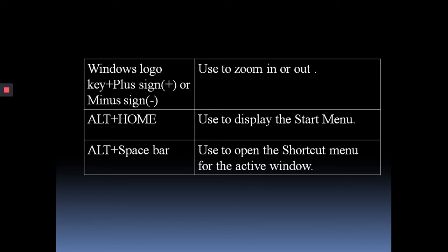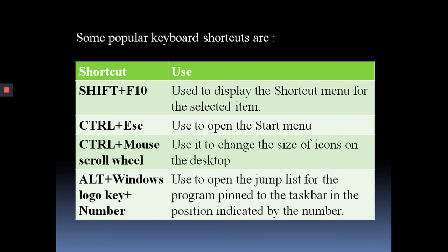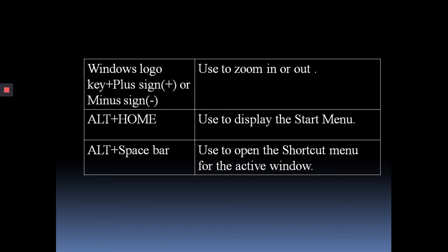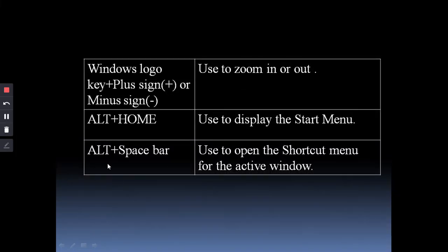The next one is Alt plus Home. It is used to display the start menu. Already, if you want to open the start menu, it means Control plus Escape. If you want to display the start menu, it means Alt plus Home. This is the difference between opening a start menu and displaying the start menu. Alt plus Home is used to display the start menu, and Control plus Escape is used to open a start menu.